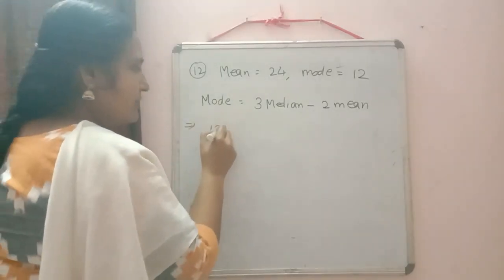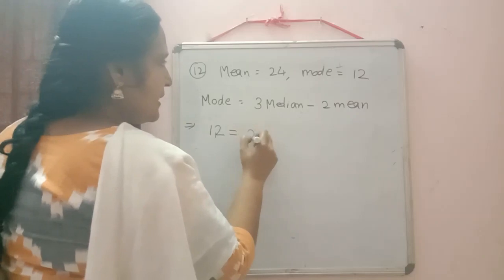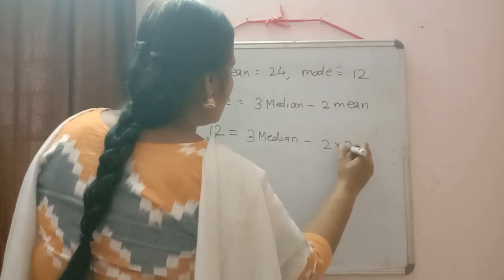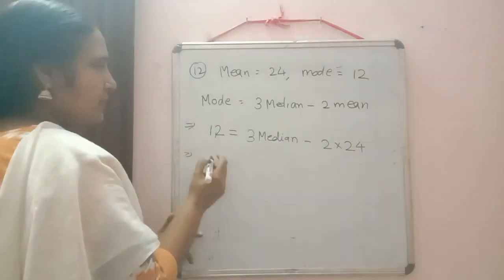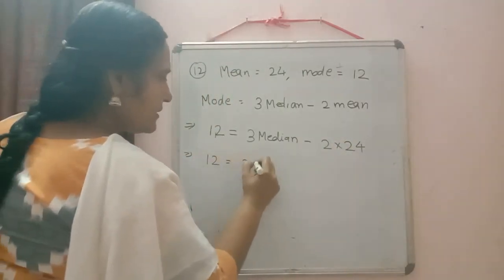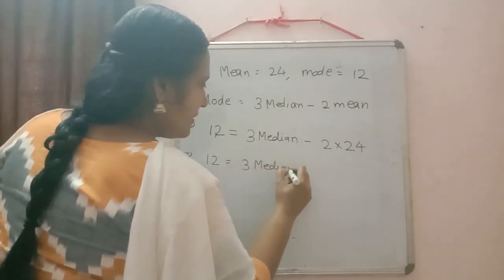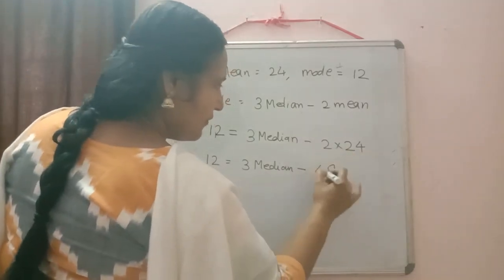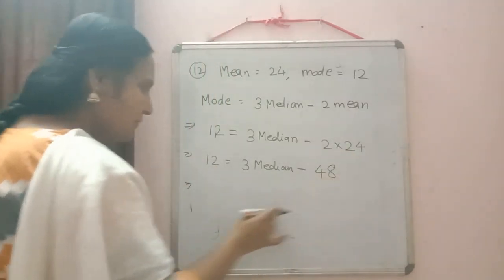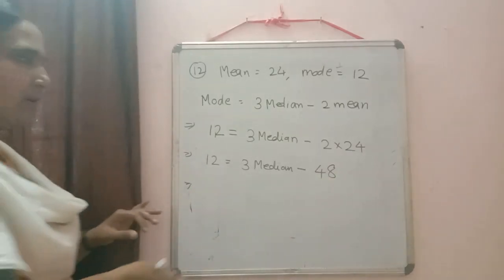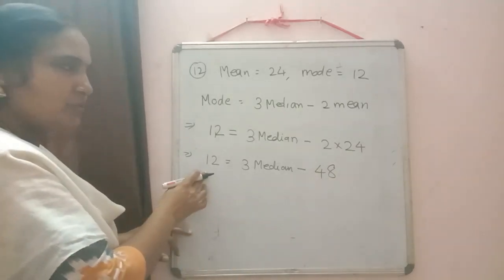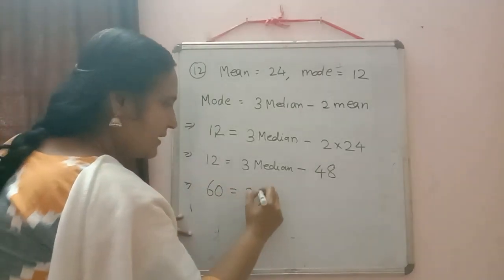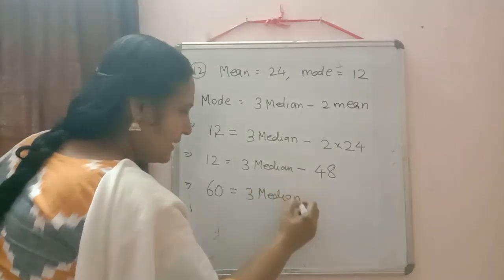Now we can substitute the value. Mode is given 12. So 12 is equal to 3 into median minus 2 into mean, that is equal to 24. So here we will get 12 is equal to 3 into median minus 24 into 2. So that will come 2 4s are 8, 2 2s are 4, 48. And 48 we can shift to the left hand side. Then it will be equal to 48 plus 12. And 48 plus 12 will be equal to, yes, 60 is equal to 3 into median.